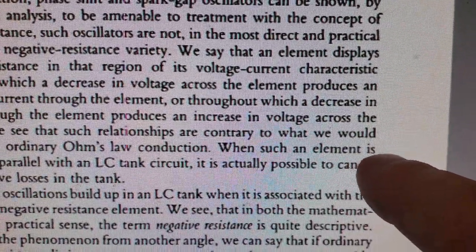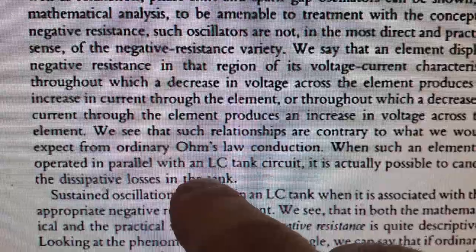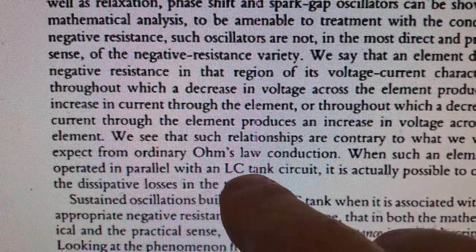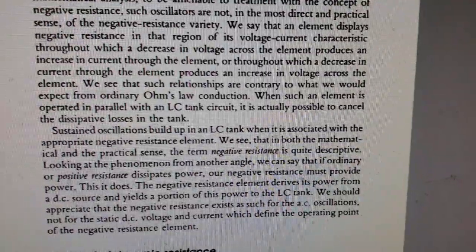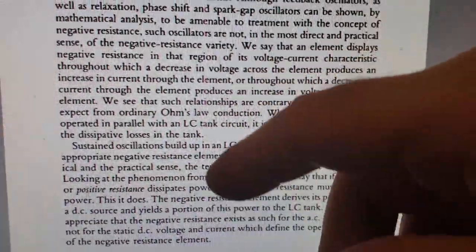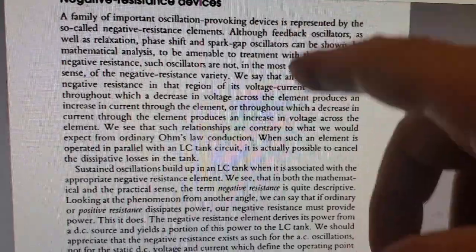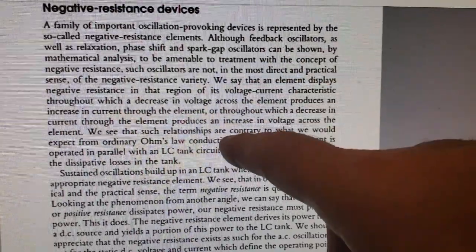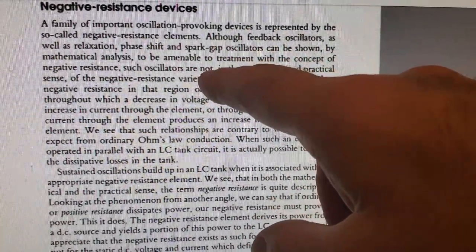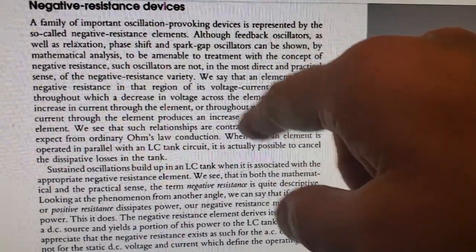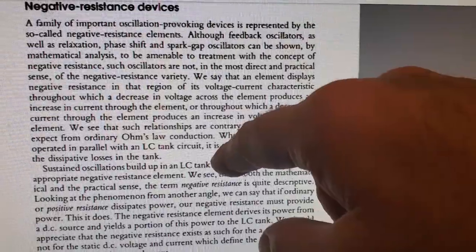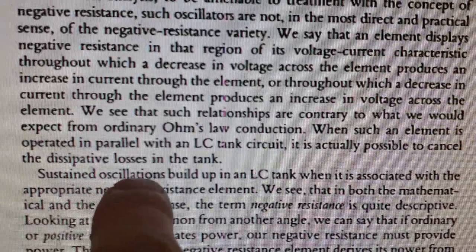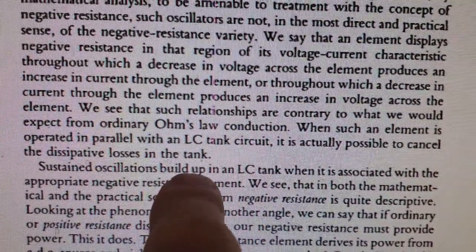When such an element, a negative resistance element, is operated in parallel with an LC tank circuit, it is actually possible to cancel the dissipative losses in the tank. So what does that actually mean? That means that there are sustained oscillations. They don't diminish with time. But not only that, why would it just go, say, if you start at 10, negative 10, 10, negative 10, why wouldn't it go 10, negative 10.5, 11, negative 11.5. And so he goes on to say here, sustained oscillations build up in an LC tank.